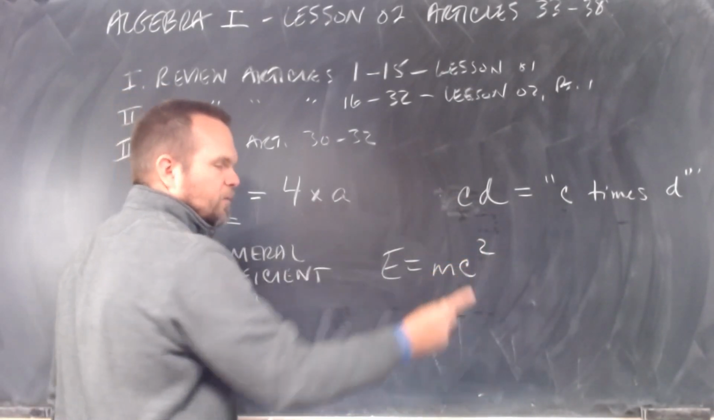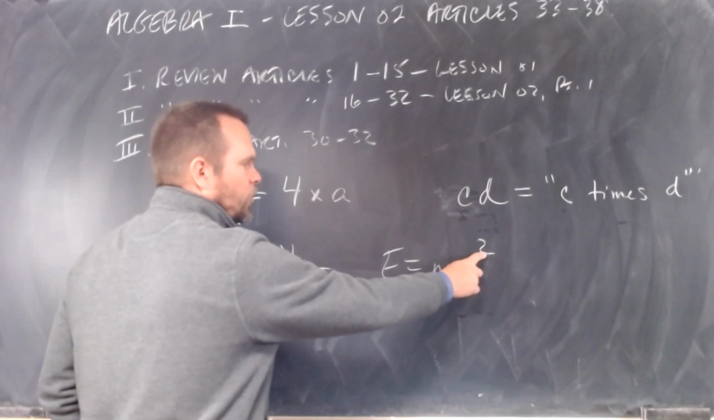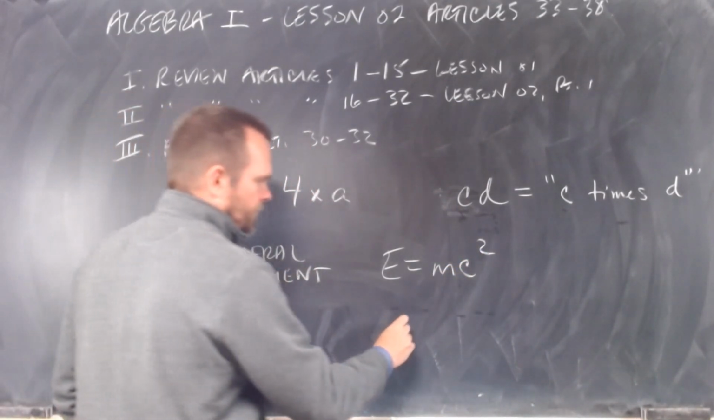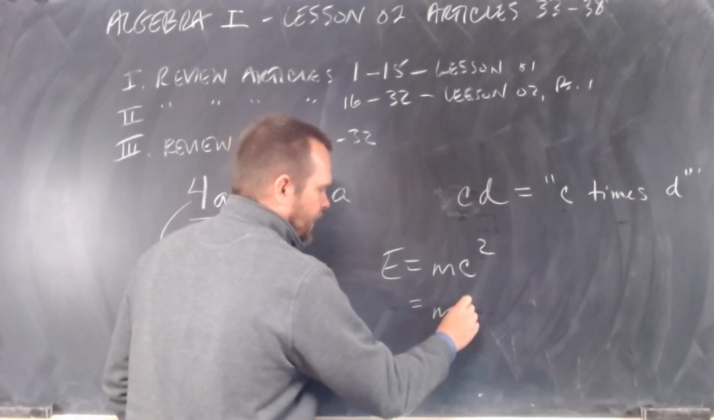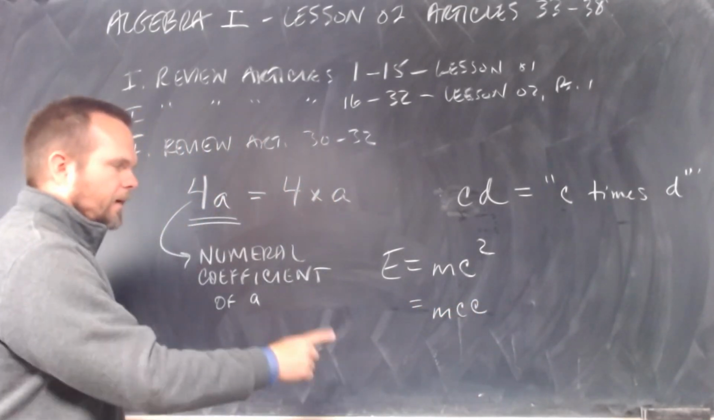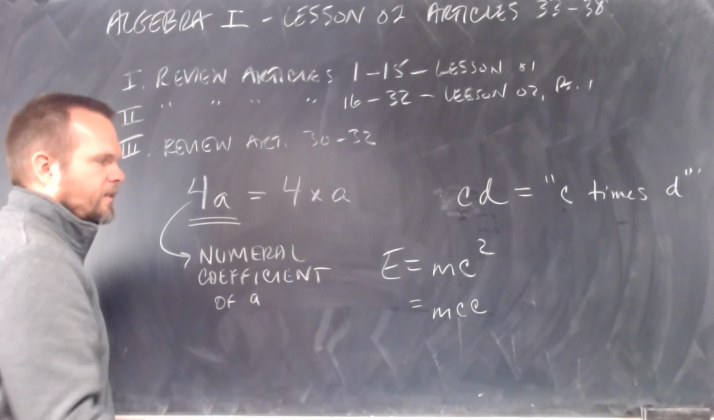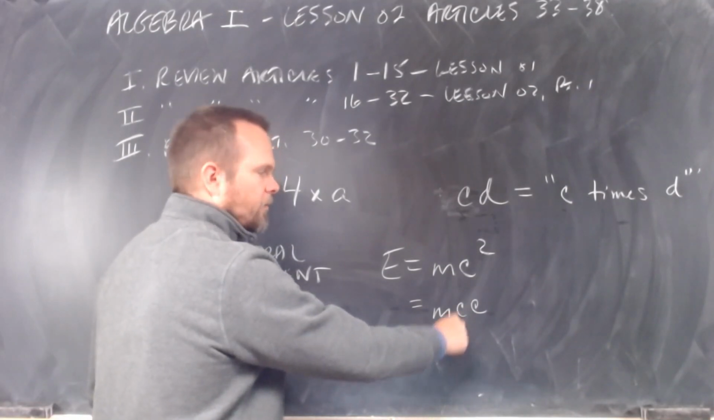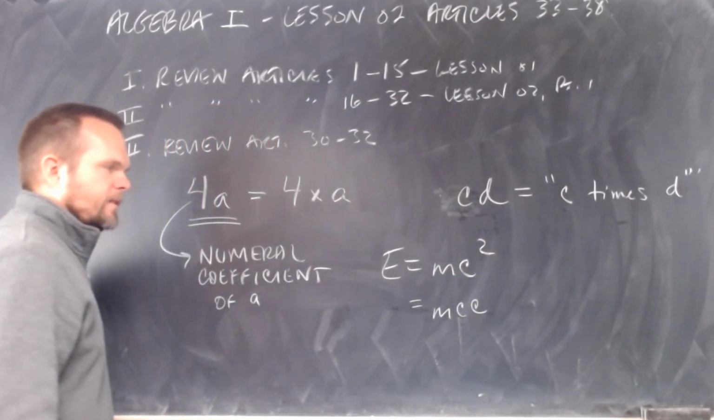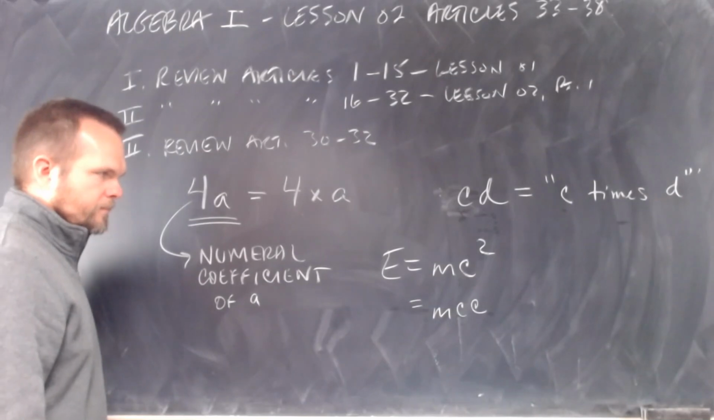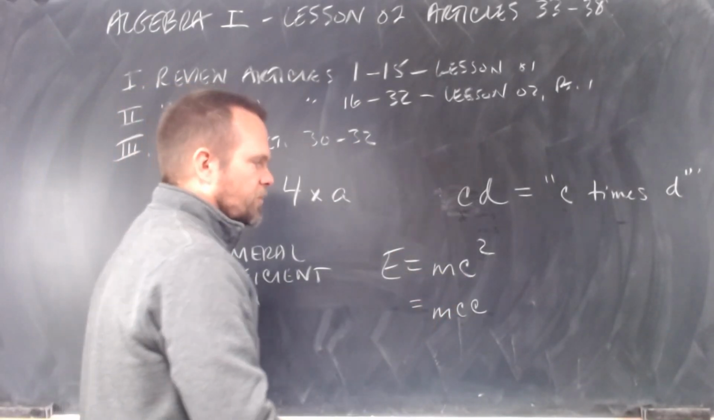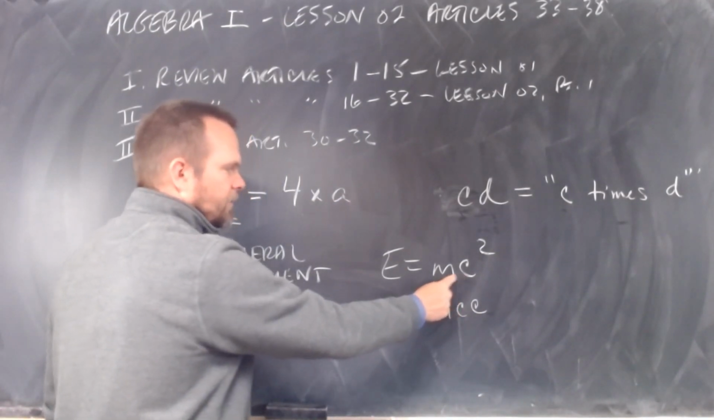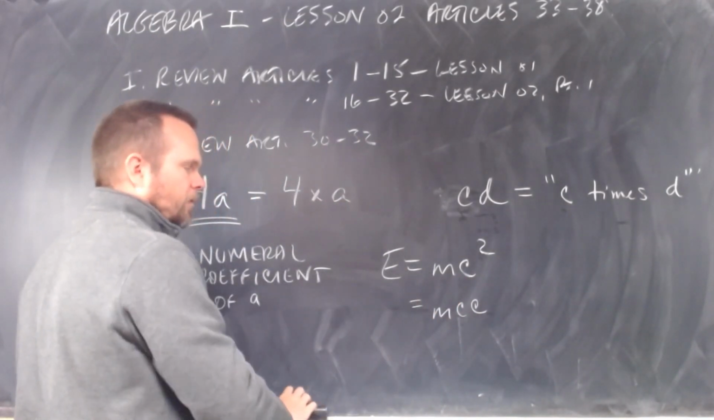C squared, as we're going to learn later today, means C to the second power, or C times C. So this is the same thing as saying MCC. M times C times C. The quantity m multiplied by the quantity c multiplied by the quantity c again. That's an example of algebra in a formula. And we see here quantities written side by side. That expresses multiplication.